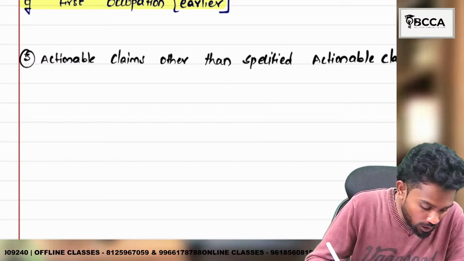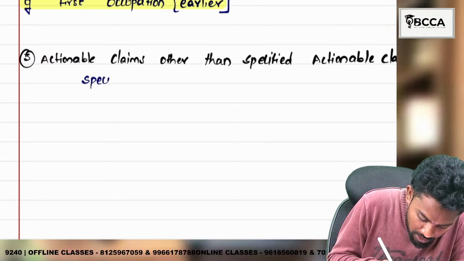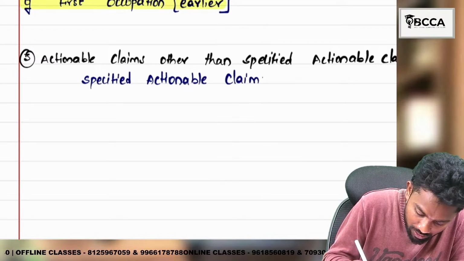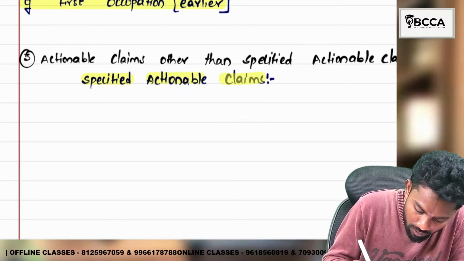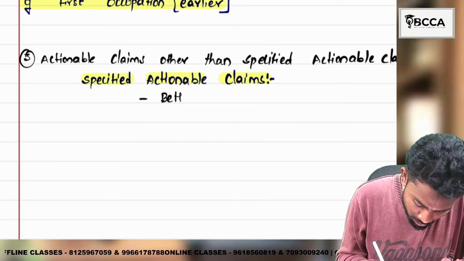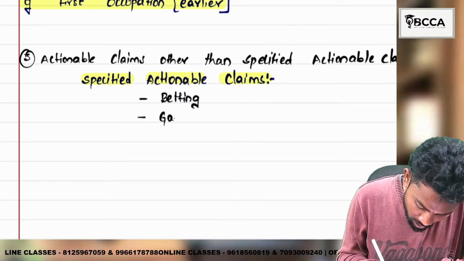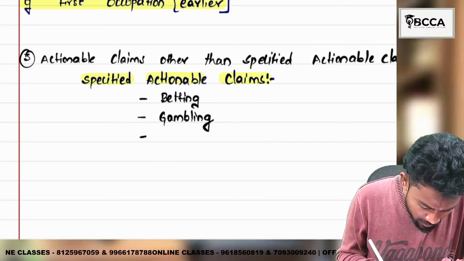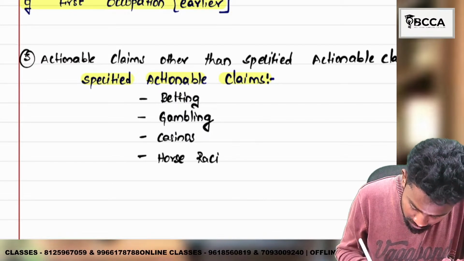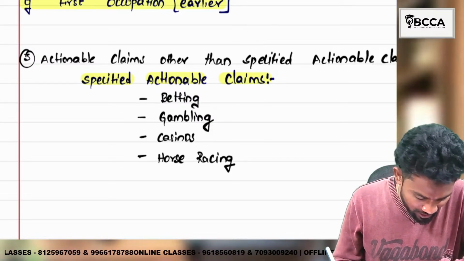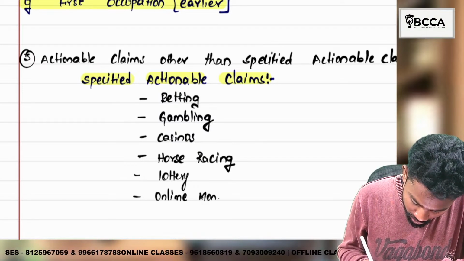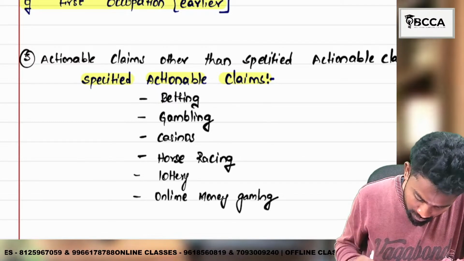Right? So you need to understand what are called specified actionable claims. Specified actionable claims could be betting, gambling, casinos, horse racing, lottery, online money gaming.